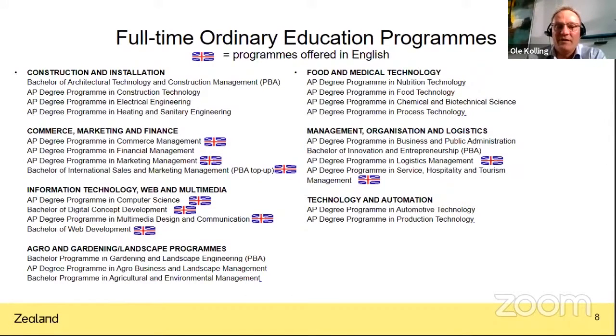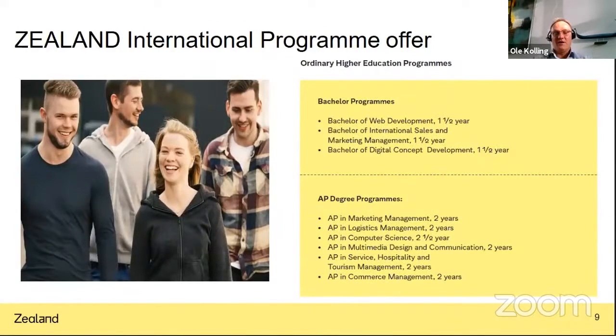But what do we then offer in English language? Well, when you study with us, you study in two steps. First, the AP degree, which is the first 2 years. On top of that, you then build your bachelor degree, 1.5 years. So altogether, 3.5 years. We have marketing management, logistics, computer science, multimedia design and communication. We have service, hospitality, tourism, and then we have commerce management. And then on top of that, you can build with web development, international sales and marketing management. And then we also have digital concept development.